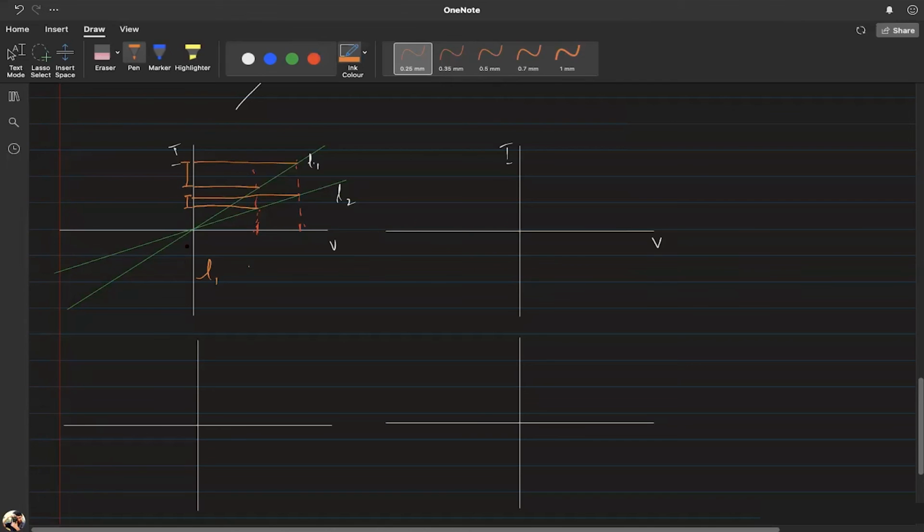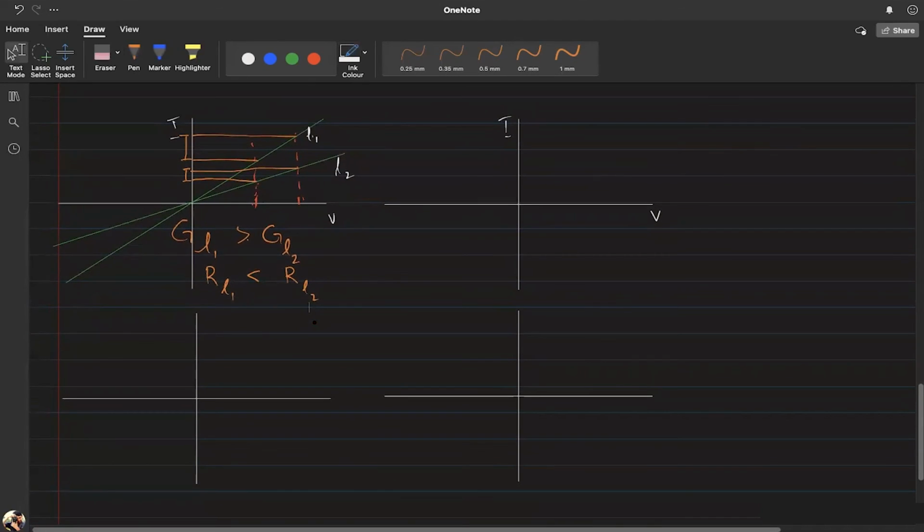So the conductance of this one will be greater than the conductance of the other one. In other words, I can say that the resistance of line 1 is less than the resistance of line 2 because resistance is the opposite of conductance. So if you understand conductance, you can easily reverse it for resistance.